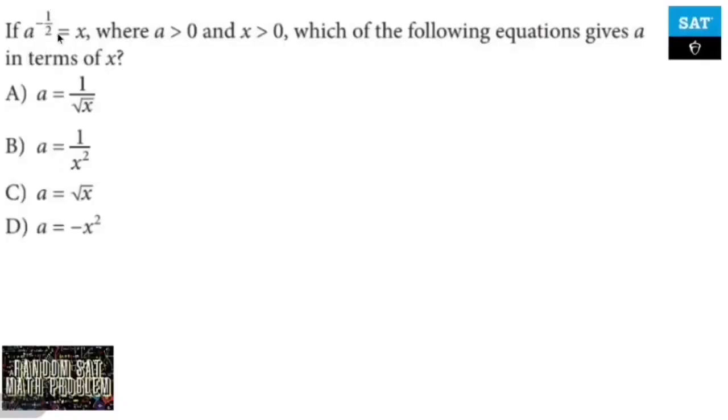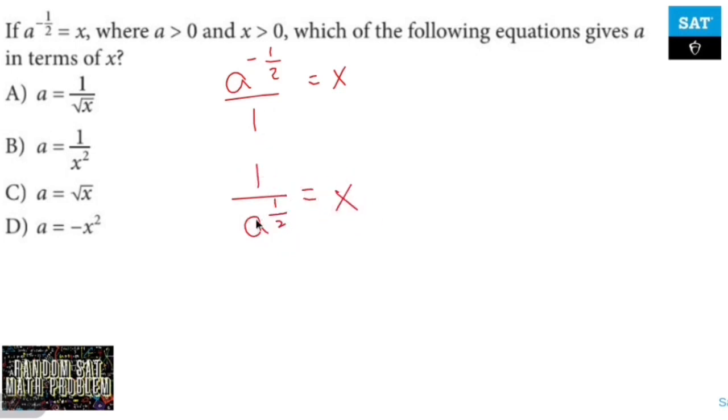If a to the negative 1/2 equals x, where blah, blah, blah, which of the following equations gives a in terms of x? So I have to solve for a. Now, the first thing that I notice is I have a to a negative exponent. If I start out with a to a negative exponent, a negative exponent says that if this was a fraction, I move the negative exponent to the other side of the fraction bar and make the exponent positive, like that.